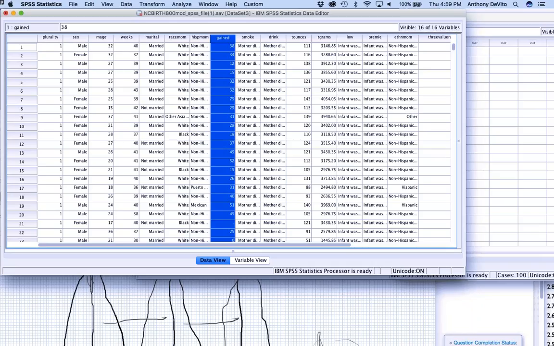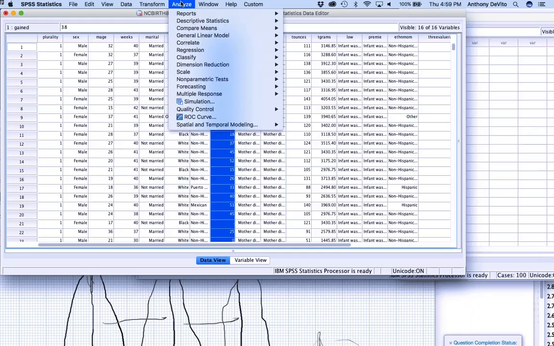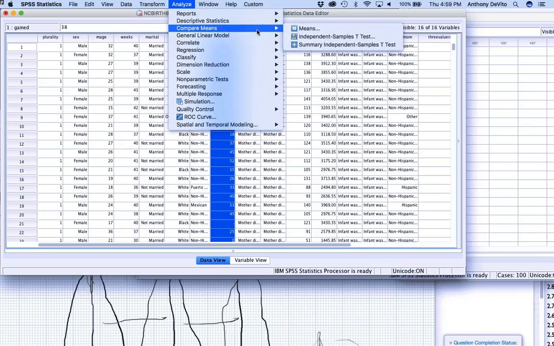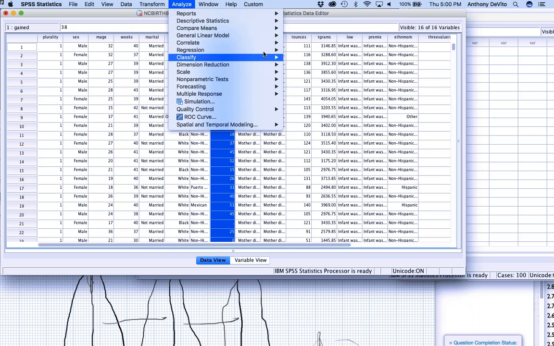We're going to find the mean of those two groups. Mean weight gained for mothers that were married, mean of weight gained for mothers that were not married. So I'm going to use a t-test. So I go to Analyze, and I'll go to Compare Means. And of course, I have to get the output window up front.